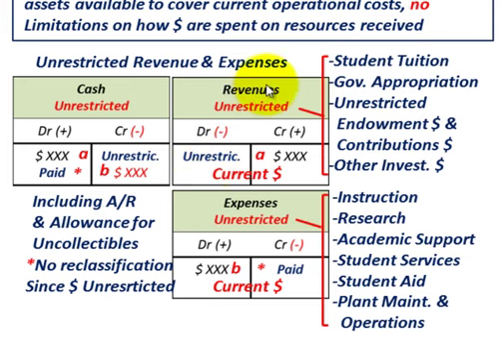And our revenues here, those would be like student tuition, government appropriations, unrestricted endowment dollars and contribution dollars, and other investment dollars. And then for expenses, those would be like the instructional expenses, research, academic support, student services, student aid, and plant and maintenance operations. Okay, so that's for our current unrestricted fund.